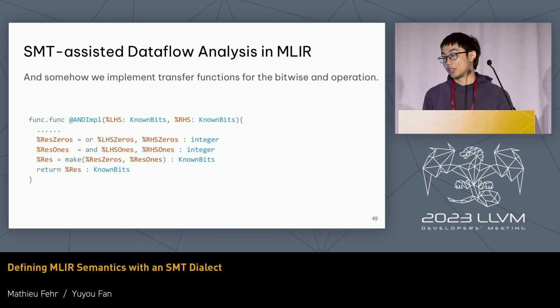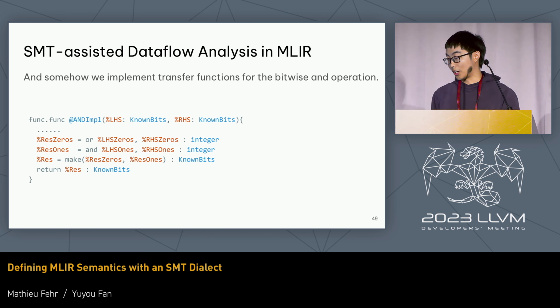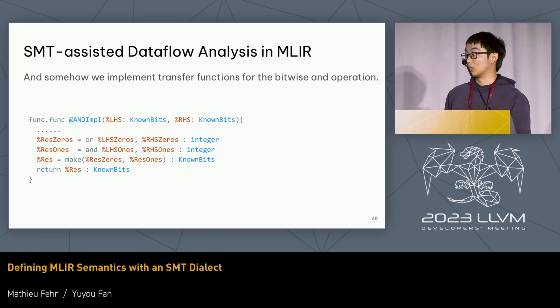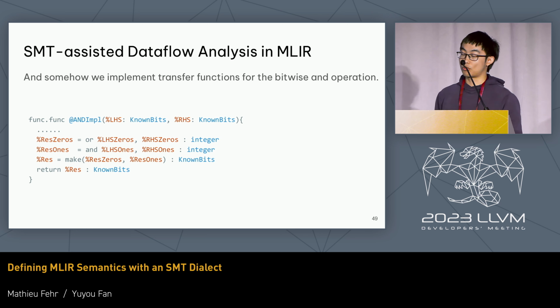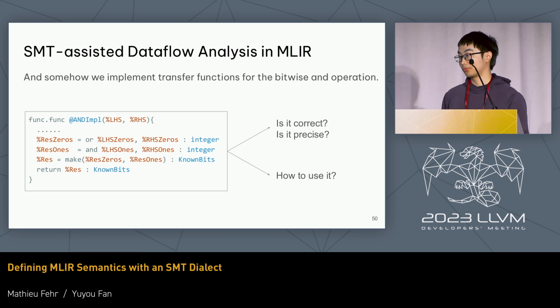So this is a transfer function. Suppose somehow we implemented the transfer function, maybe by talking with our friends or asking ChatGPT, and we got this. You can see it performs an OR operation between known zeros and an AND operation between known ones. Finally, we combine known 0 and known 1 together to return it. Now that we have implemented this function, it's natural to come up with two questions. The first is, is it correct or precise? The second is, how should I use it?